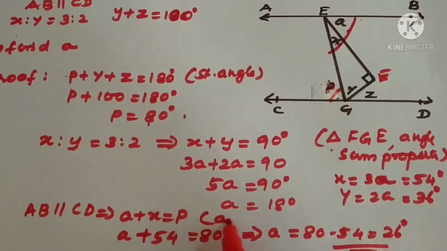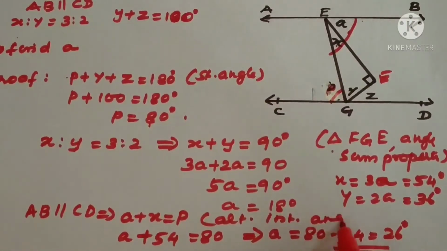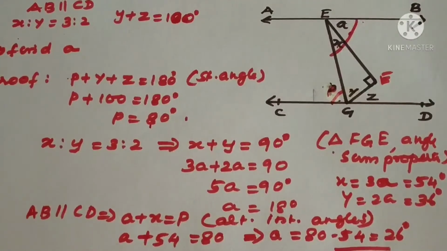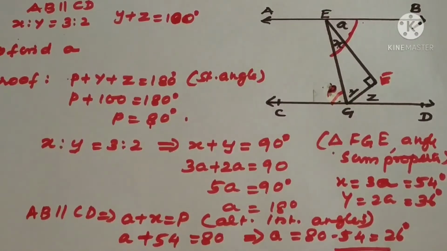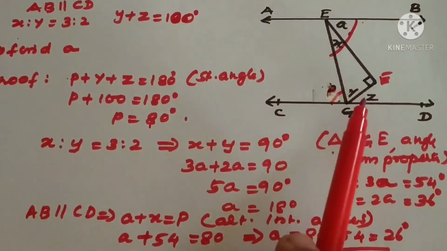Here I should write alternate interior angle. I have adjusted the space a little bit. You can see the diagram and cross-check the steps once again. So what is the value of A? A equals 26. So little bit of confusion is not required here.